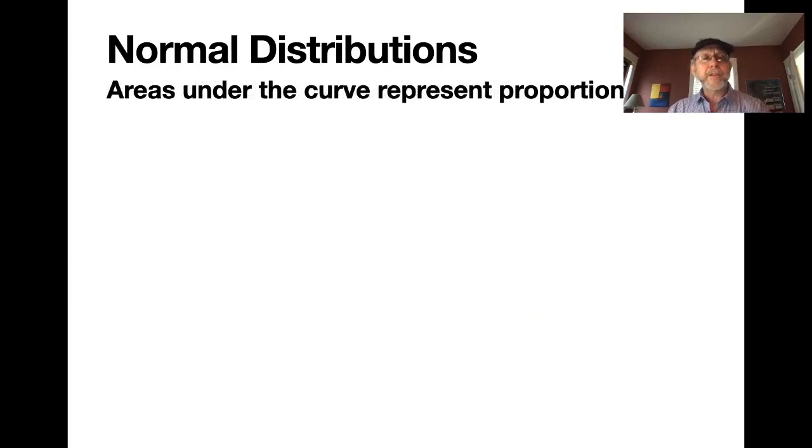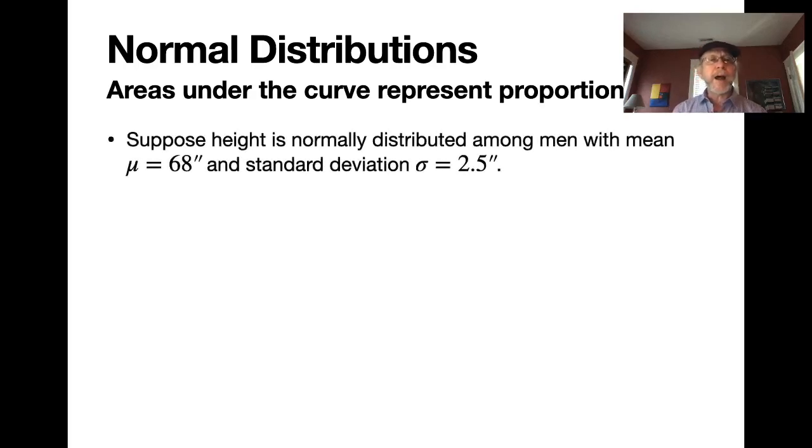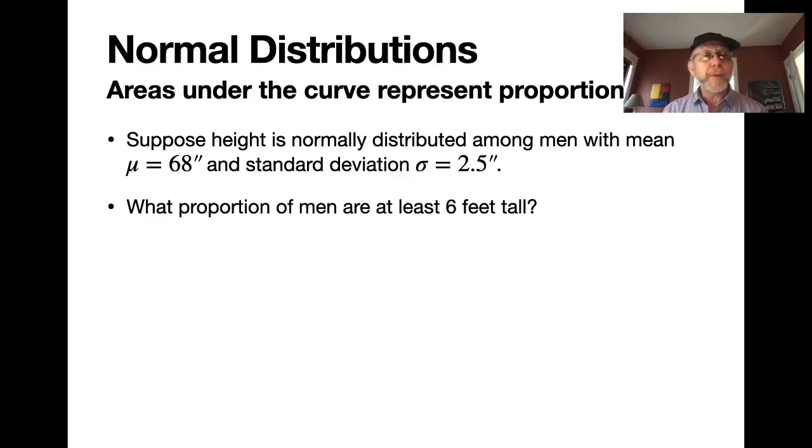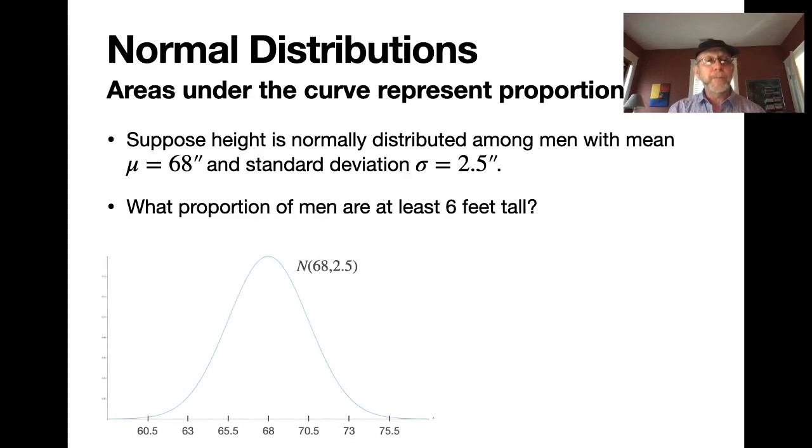I do want to go back to this notion that areas under a normal density curve represent proportions of the population. And let's see how that works with a specific example. Suppose that height is normally distributed among U.S. men with a mean of 68 inches and a standard deviation of 2.5 inches. And suppose we were interested in the proportion of men who are at least 6 feet tall. 6 feet is 72 inches. So how could the normal distribution help us find that proportion?